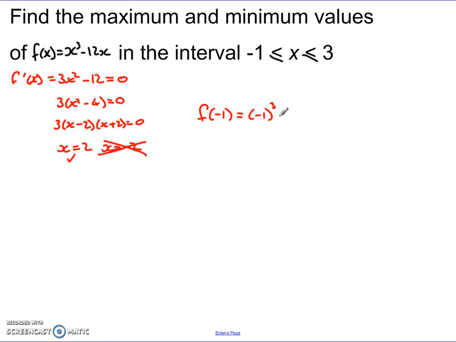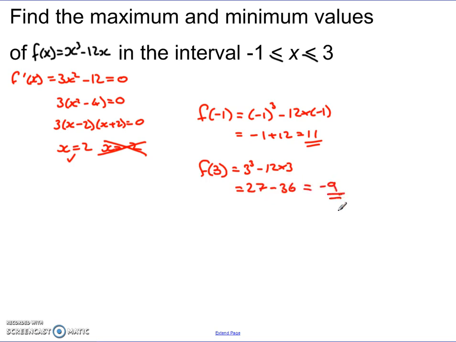So I get -1 cubed, take away 12 times -1. -1 cubed is -1. 12 times -1 is -12, but it's minus 12, so that becomes plus 12, so that's 11. So my value at f of -1 is 11. I then look at f of 3, so my maximum value, and substitute it in. I've got 3 cubed, take away 12 times 3, well 3 cubed is 27, 12 threes are 36, so it's 27, take away 36. 27 take away 36 is -9. So I've got my value there.